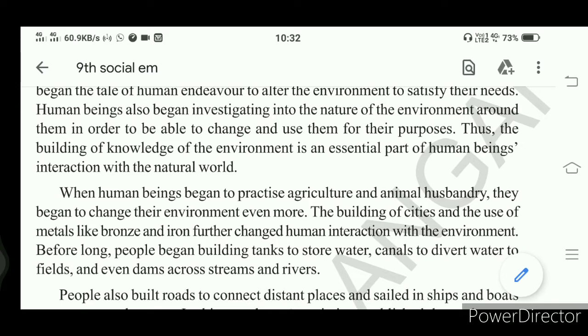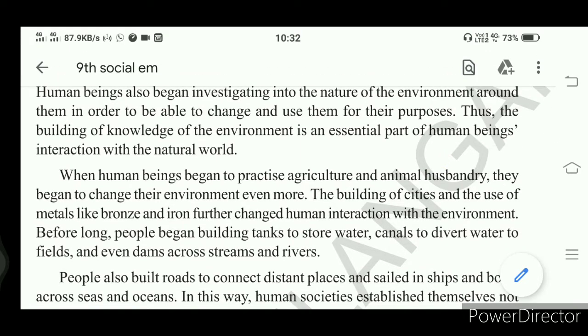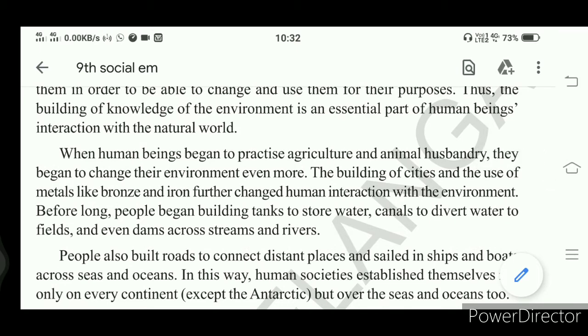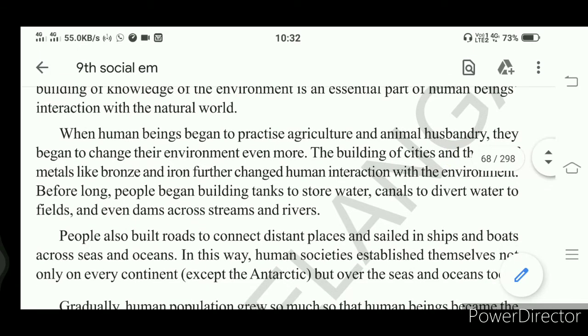Earlier, the early men used tools made of wood, bronze, and then after iron. And people started building tanks to store water and to provide stored water for fields. Rivers also they diverted to the agriculture fields. Dams are constructed across the rivers and streams to get the water. These are all alterations to the environment. The natural environment is altered by human beings to suit their needs.